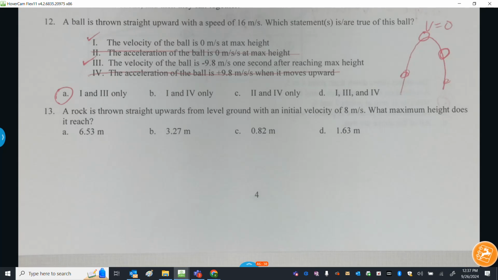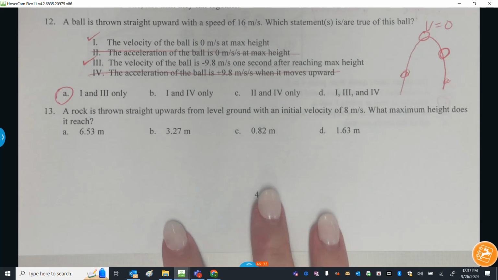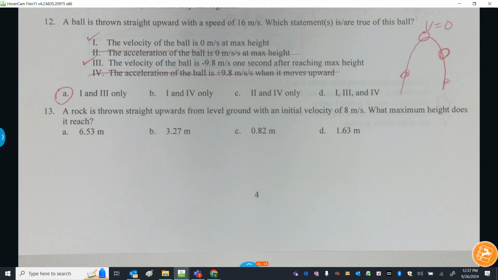All right, 13. A rock is thrown straight upward from ground level with an initial velocity of 8 meters per second. What maximum height does it reach? Guys, this is a calculation, and it's one you definitely want to know how to do, because you're going to have something like this on your test. I'm telling you now. Look back at your graph match. I'm also telling you, you better be able to do this type of calculation. So maybe write it down.